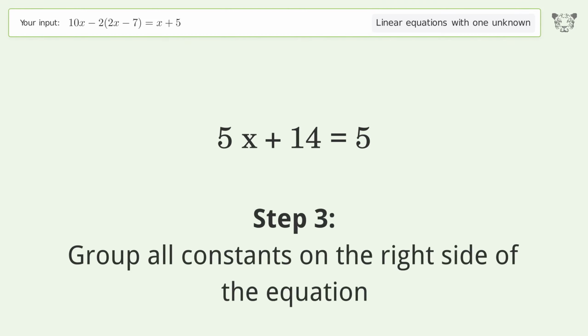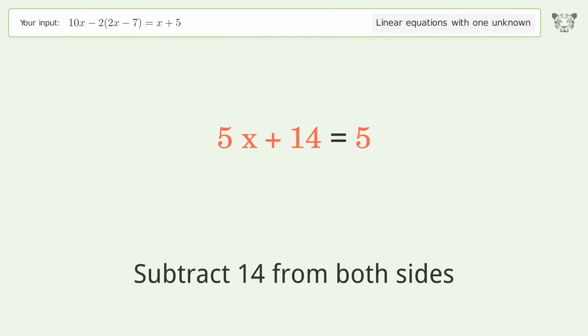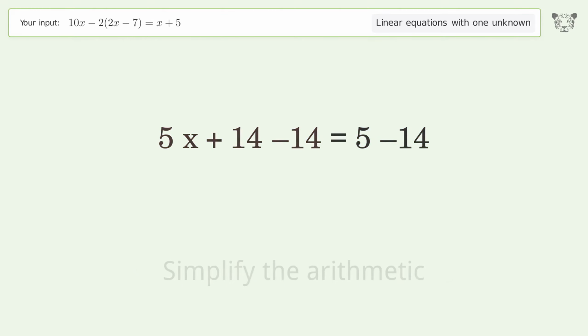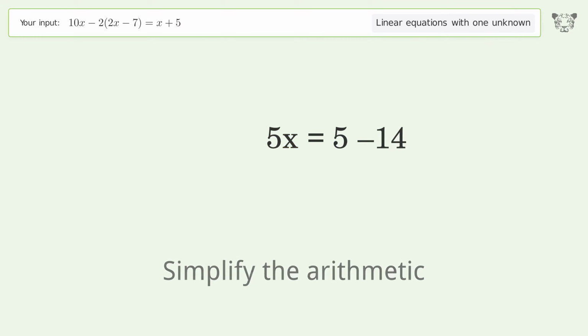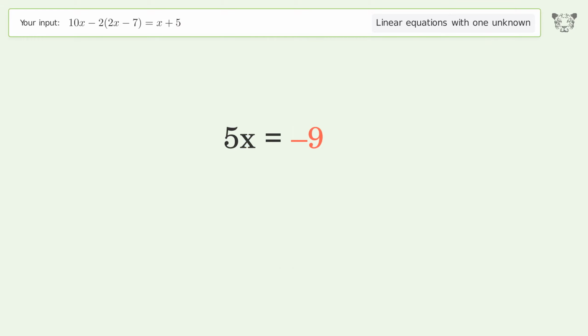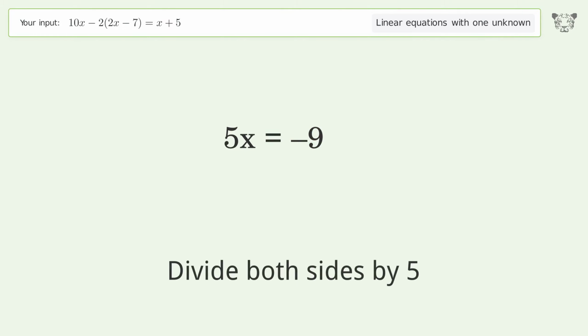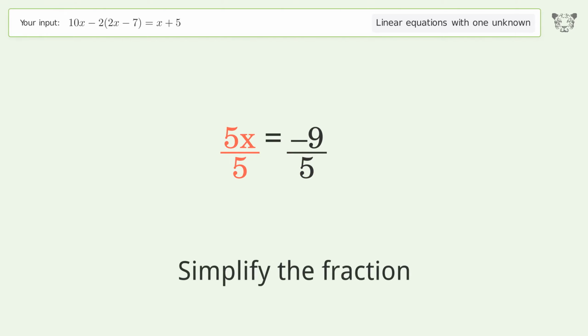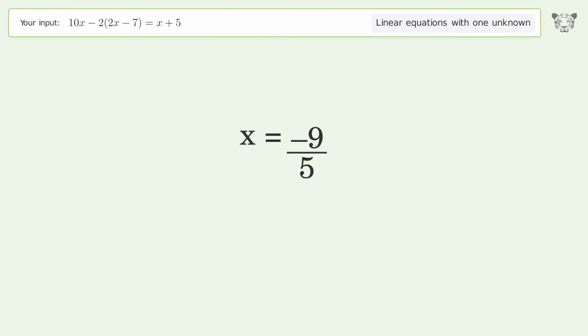Group all constants on the right side of the equation. Subtract 14 from both sides. Simplify the arithmetic. Isolate the x. Divide both sides by 5. Simplify the fraction. And so the final result is x equals -9/5.